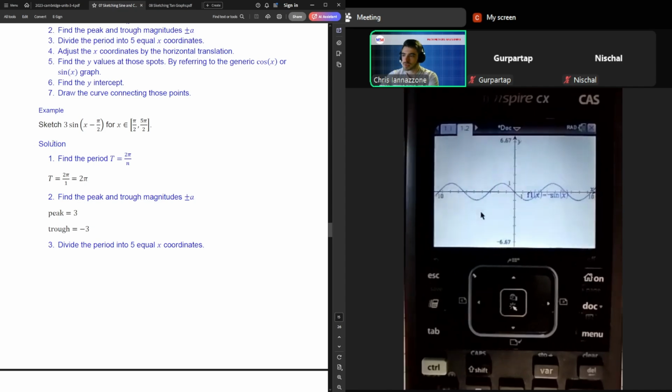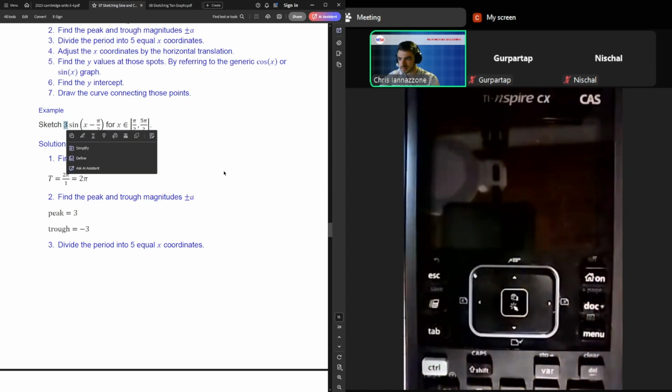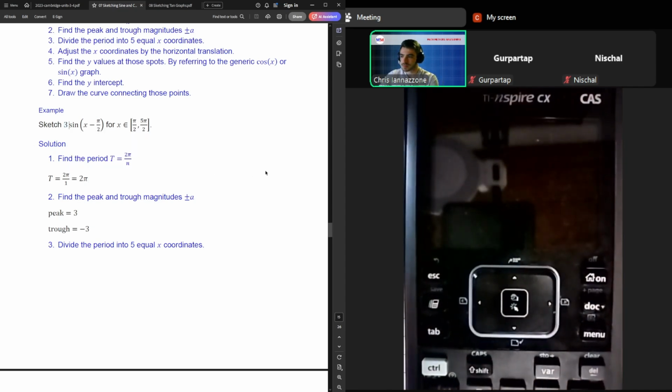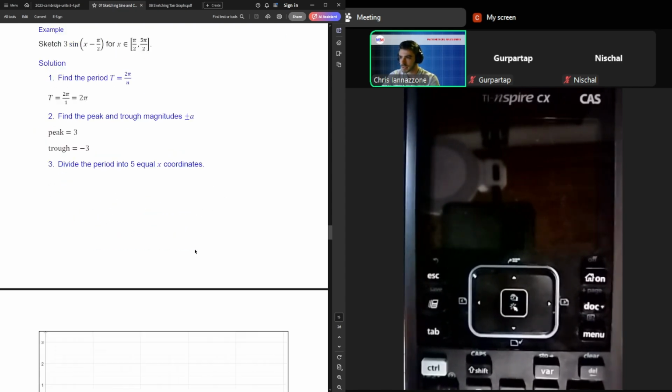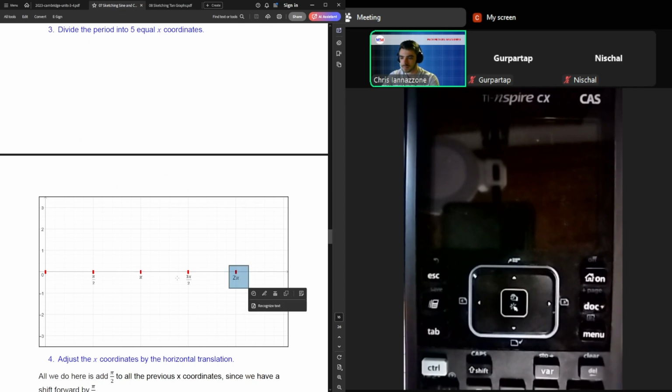From there, peaks and troughs. So whatever this is, slap a plus minus out the front of it. So peak is going to be at 3, trough is going to be at negative 3. Divide into 5 equal x coordinates. Again, that's just half and half again. 2 pi becomes pi becomes pi over 2, and then you just backfill this last spot in here.